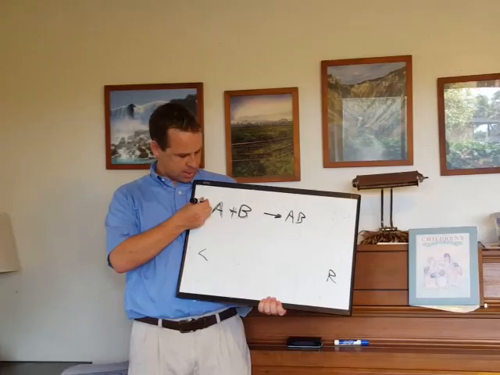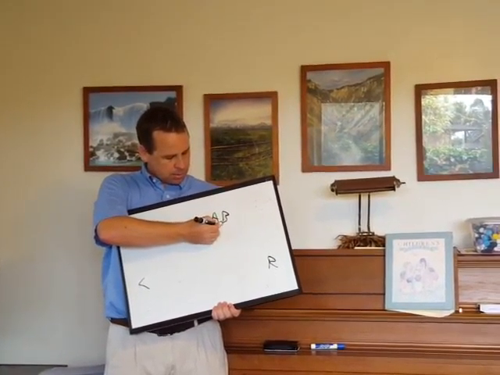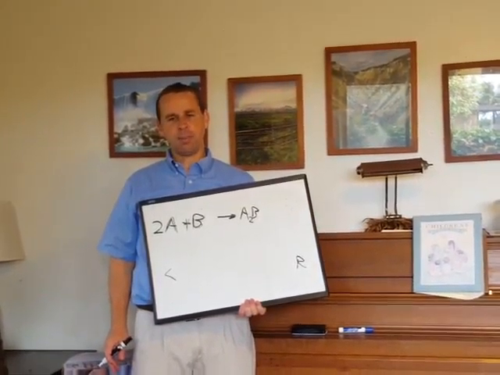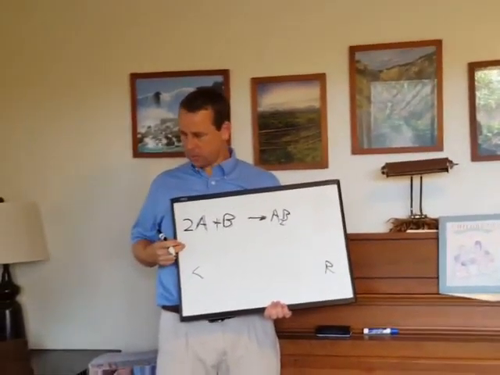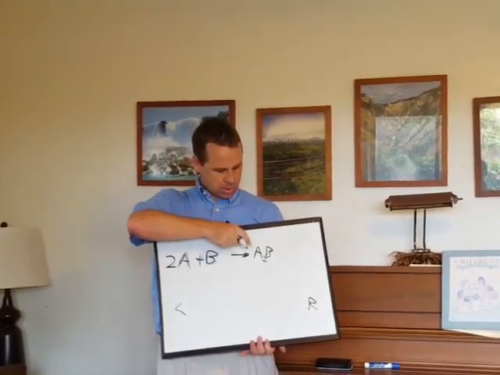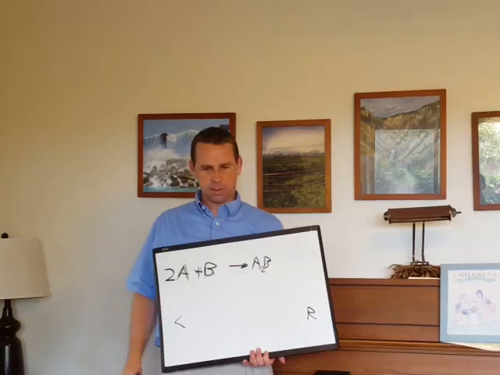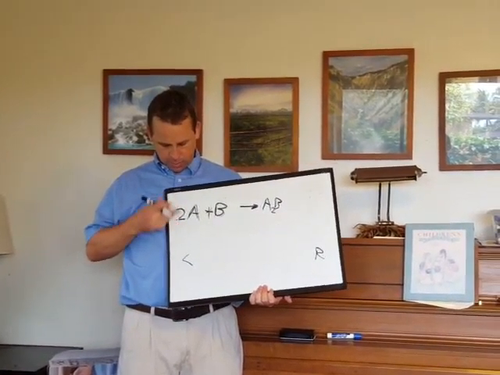Now, if I went like this and said 2 A's combined with every B, and we had A2B. Does that make sense? Is that now a balanced equation still? How many A's do we have on the left side? Two. How many A's do we have on the right side? Two. That little 2 right there means we have 2 A's. And how many B's do we have? One.